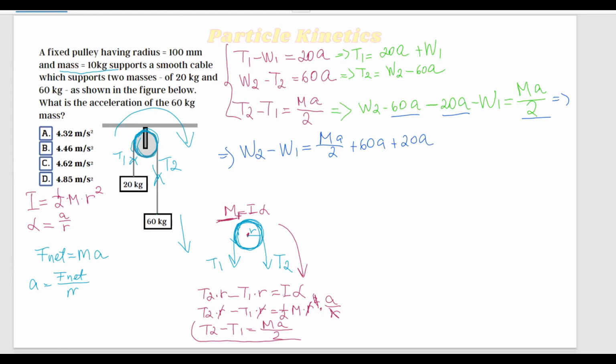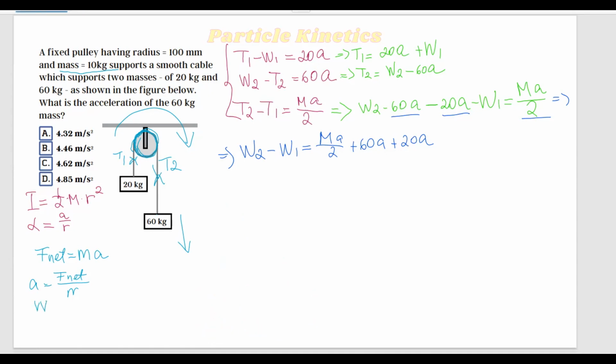Now we can go and substitute. Let me make a little bit more room. Let me delete this part as well. Say W1 is equal to mg, which we have calculated: 20 times 9.81, 196.2 newtons. W2 is equal to 60 multiplied by 9.81 and gives you a value of 588.6 newtons.